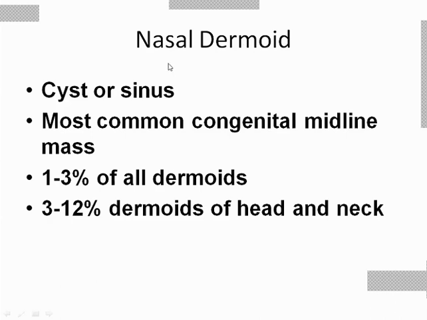So now coming to the nasal dermoid. A nasal dermoid is either a cyst or a sinus, a discharging sinus with a tuft of hair. Usually it will be in the midline or paramedian position of the nose. This is the most common congenital midline mass. 1 to 3% of all dermoids, and 3 to 12% of dermoids of the head and neck occur as nasal dermoids.